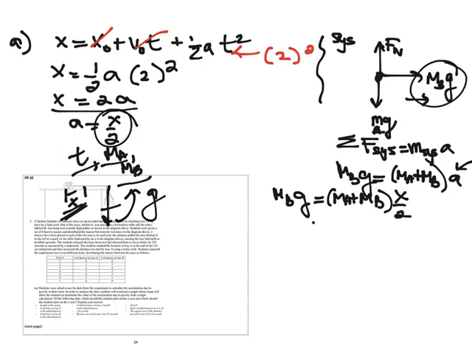I want to solve for one of them, and I want g to stay in my numerator, so I'm going to solve for x. I can divide both sides by mA plus mB over 2, and I get x is equal to 2g times mB over mA plus mB.